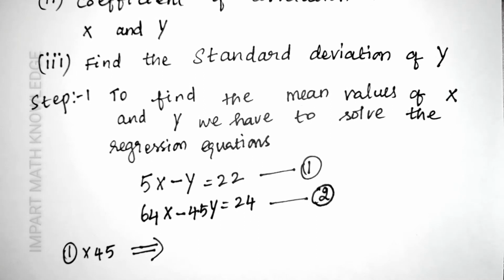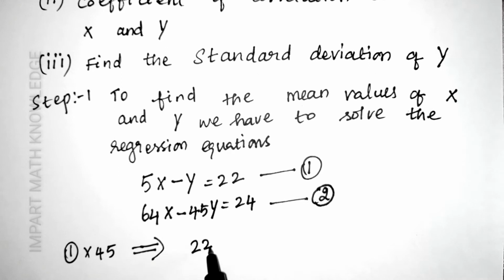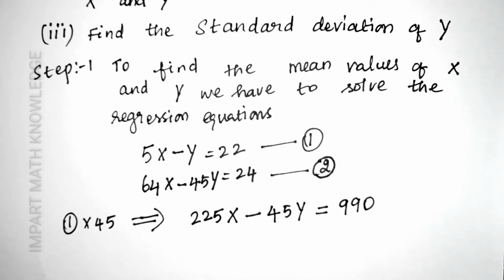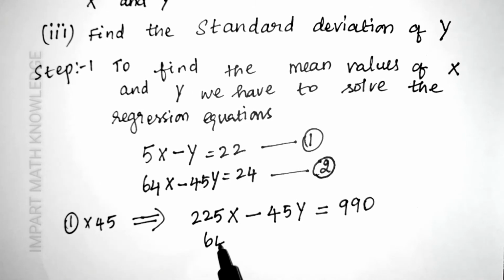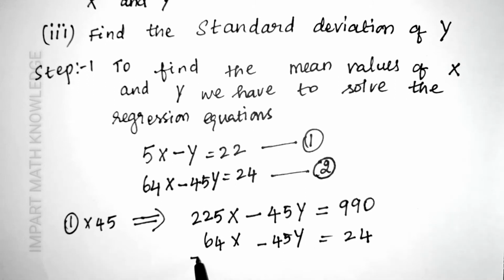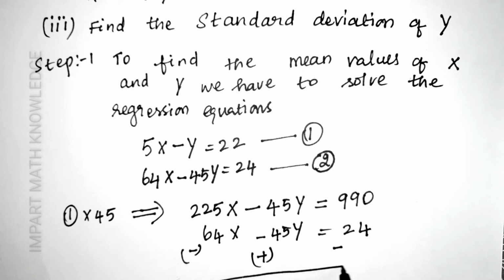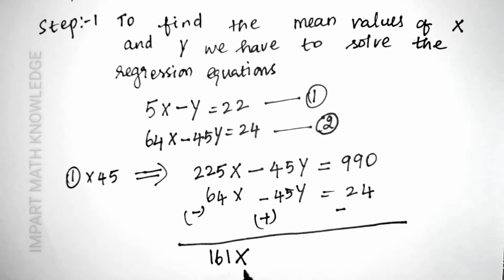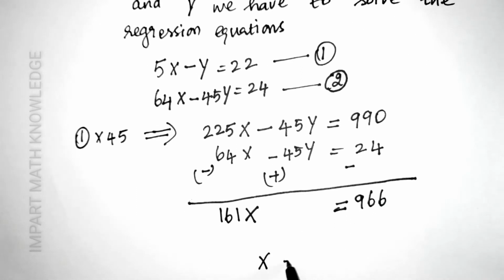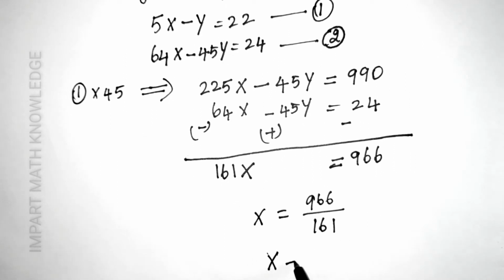Multiply the first equation by 45, that is 5 into 45 is 225x minus 45y is equal to 22 into 45, which is 990. Write the second equation as it is: 64x minus 45y is equal to 24. Now changing the sign and subtracting, we get 225 minus 64 is 161x, 45y getting cancelled, and the right hand side value is 966. Now x is equal to 966 by 161. x is equal to 6.